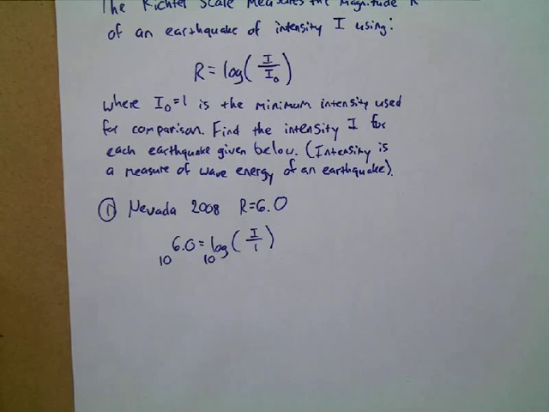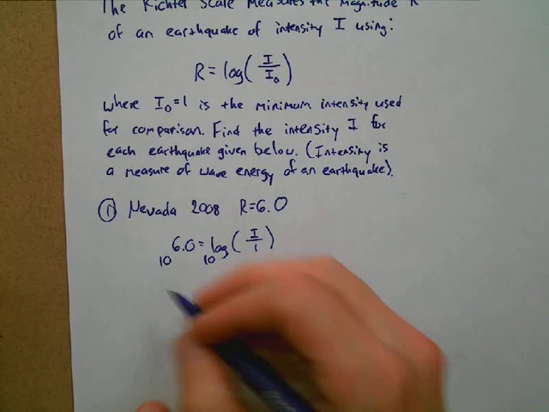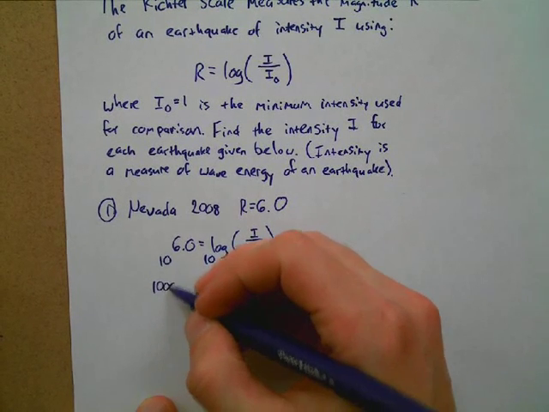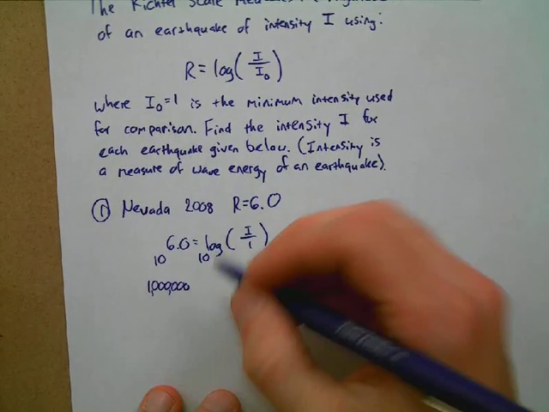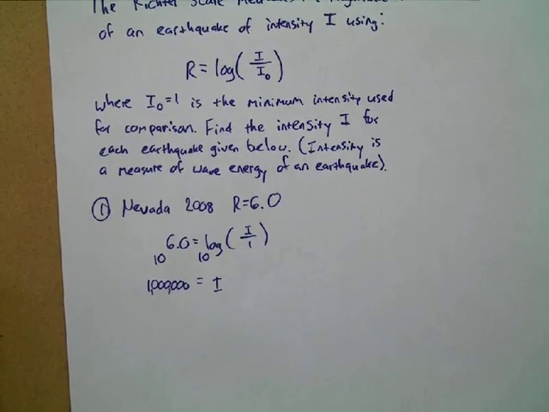I don't know why I did that on the calculator. That's silly. It's a million. And then 10 to the log is just equal to I. So in this case, the intensity of the wave energy is 1 million. And I don't have units for that. Let me see if I do. No units given.